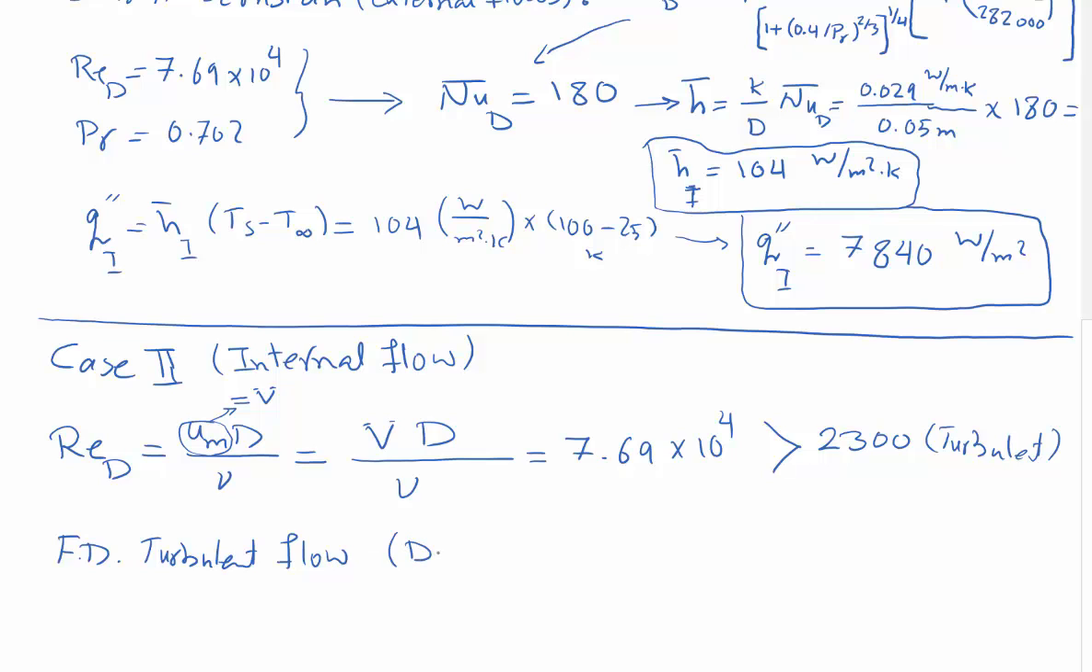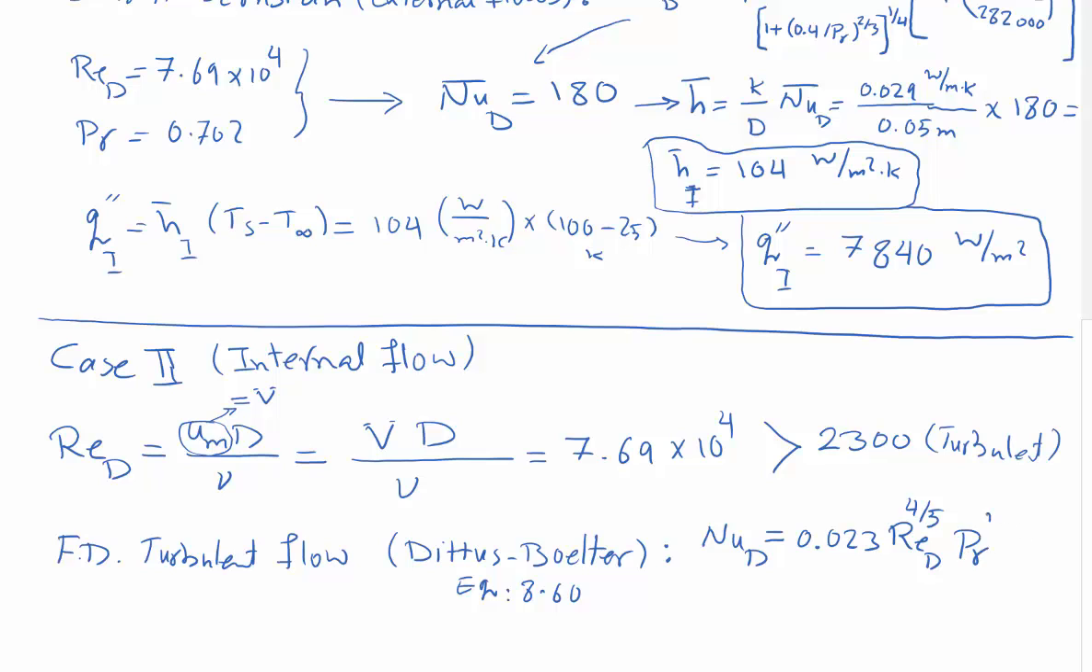It's called the Dittus-Boelter correlation. This is equation 8.60 in the book. And I'm gonna write it here for your reference. This correlation is giving you the local Nusselt number as a function of Reynolds number raised to power 4/5 and Prandtl number raised to power of n.